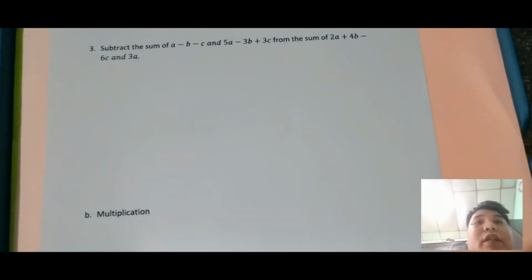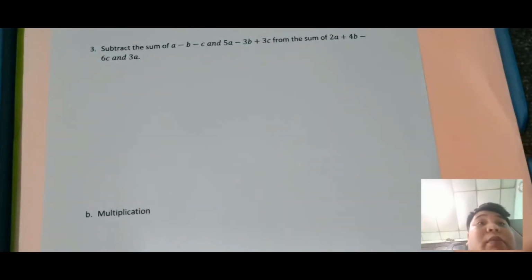Okay, so let's next example. So gagamitin ko na idea kanina. Okay, so sabi, subtract the sum of a minus b minus c and 5a minus 3b plus 3c. So get, subtract the sum, so meaning i-add ko muna word na sum. So i-add ko muna, so iso-subtract ko daw yung sum nila from, so meaning sila yung magiging minuend. Okay, from the sum of 2a plus 4b minus 6c, and 3a. So, ito yung gagawin mo technique.